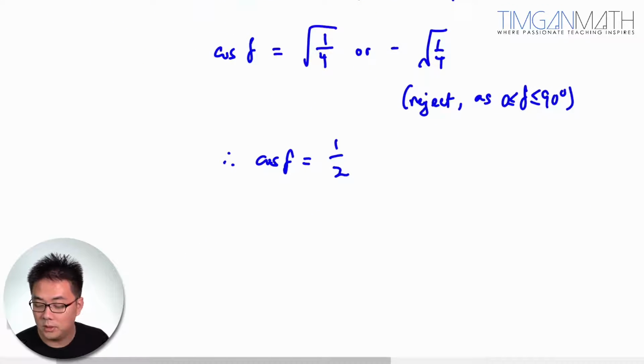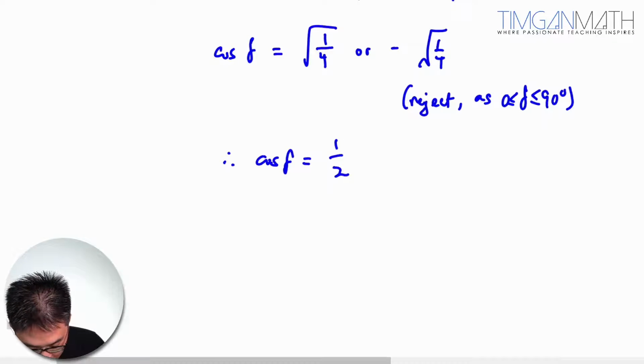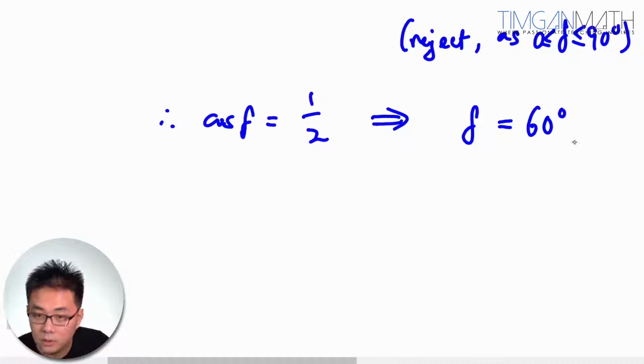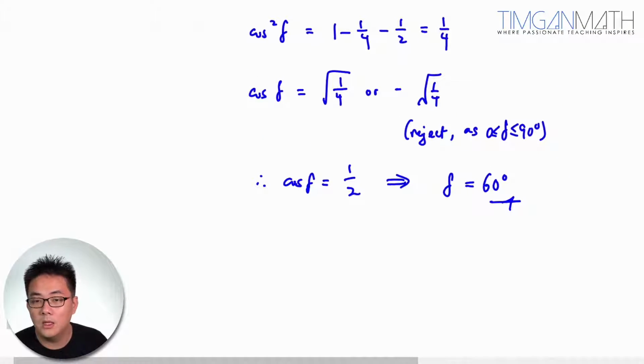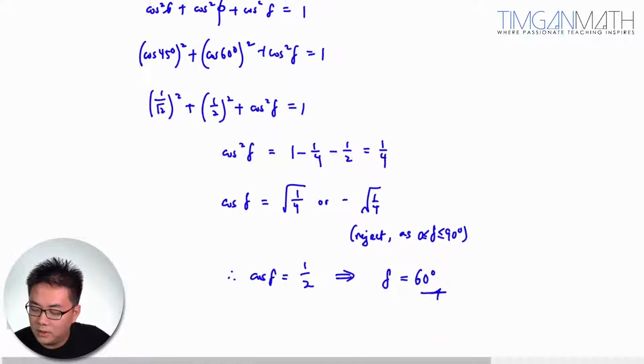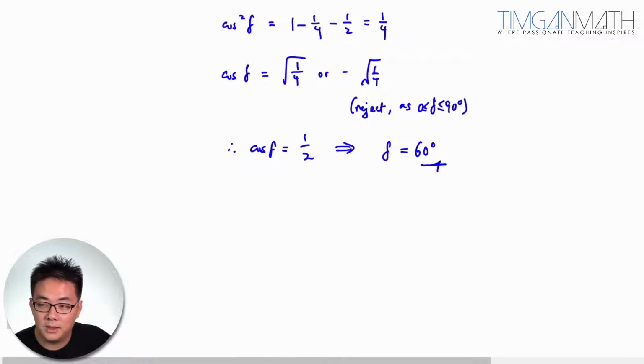To find the value, you just take inverse cosine of half, and you will get 60 degrees. All right, so that's about it. If the magnitude of D is 12, express D in Cartesian form. So we found this, then we want to find it in Cartesian form.